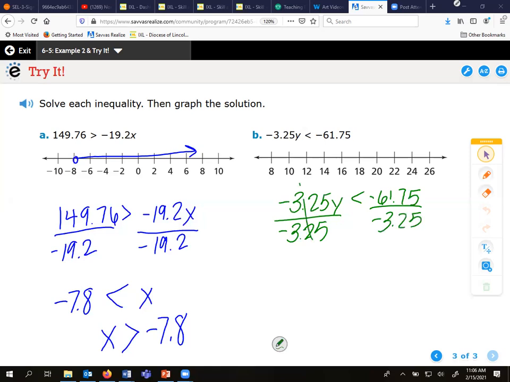These will cancel out. And then when I divide those, am I going to end up with a negative number or a positive number? Positive, because I had two negatives. And then because I divided by a negative number, I'm going to flip around my inequality sign. So the answer would be y is greater than 19. So I'll find 19. Am I going to have an open circle or a closed circle on 19?